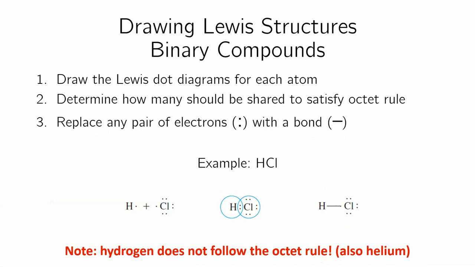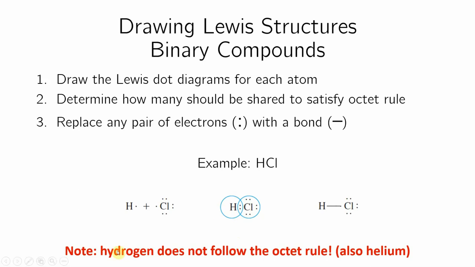Let's look at how we draw the Lewis dot diagram or Lewis structures for other binary compounds. The recipe for this is that we draw the Lewis dot diagram for each of the atoms separately, and then we determine how many should be shared so that the octet rule is satisfied. Whatever is being shared, for every 2 dots, you replace with a bond, right?